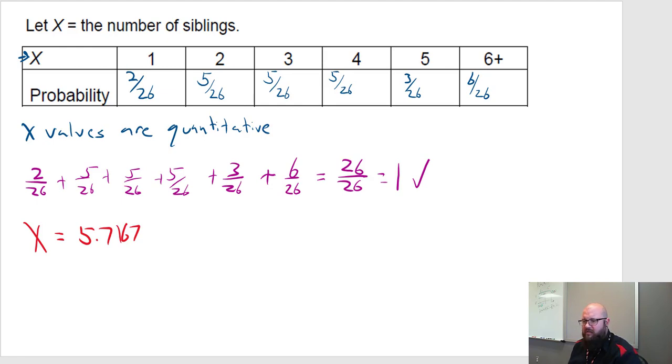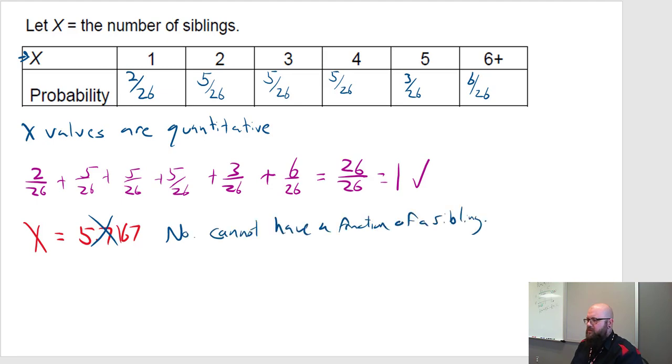You could not have 0.7167 of a sibling. It would not work, because no, you cannot have a fraction of a sibling. So that is looking at the discrete gaps, right? In other words, we're discrete in our setup for our number of siblings. There are gaps in between them. Therefore, this number of siblings is discrete.